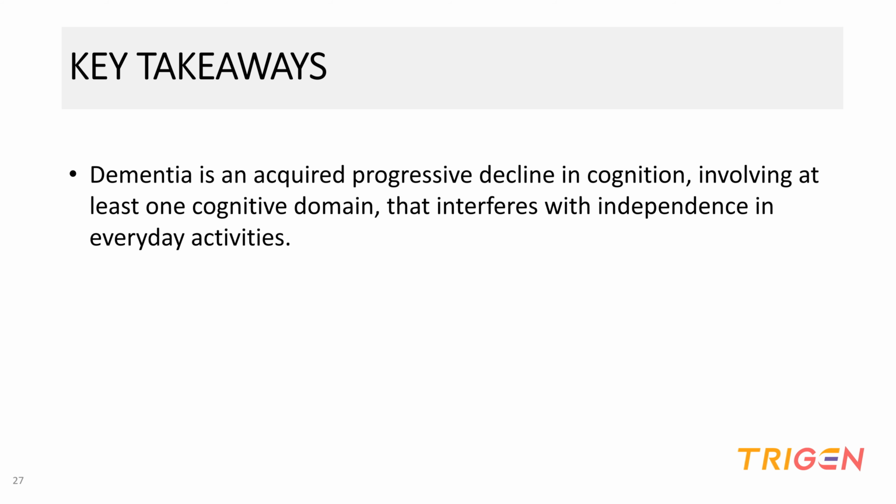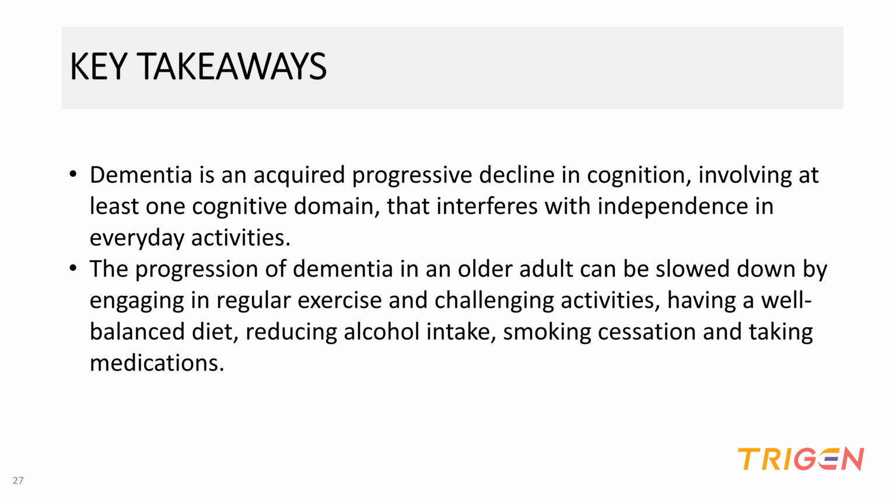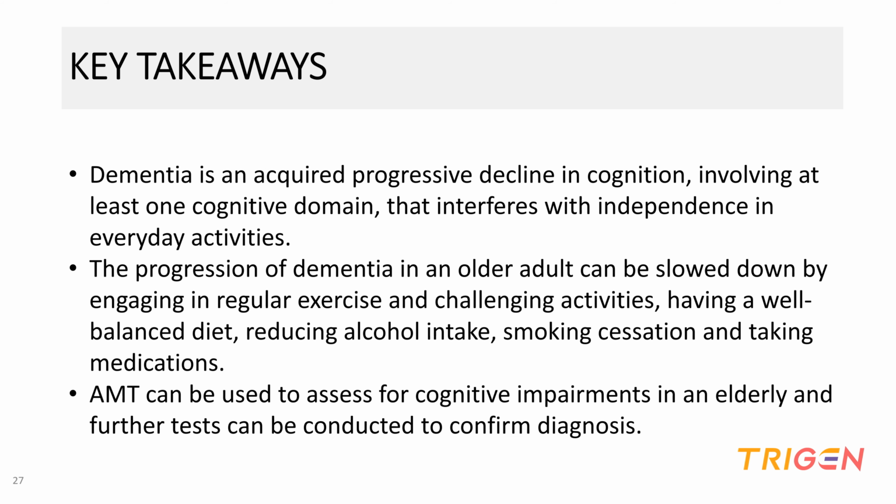In conclusion, dementia is an acquired progressive decline in cognition involving at least one cognitive domain that interferes with independence in everyday activities. The progression of dementia in an older adult can be slowed down by engaging in regular exercise and challenging activities, having a well-balanced diet, reducing alcohol intake, smoking cessation, and taking medications. AMT can be used to assess for cognitive impairments in an elderly, and further tests can be conducted to confirm diagnosis.